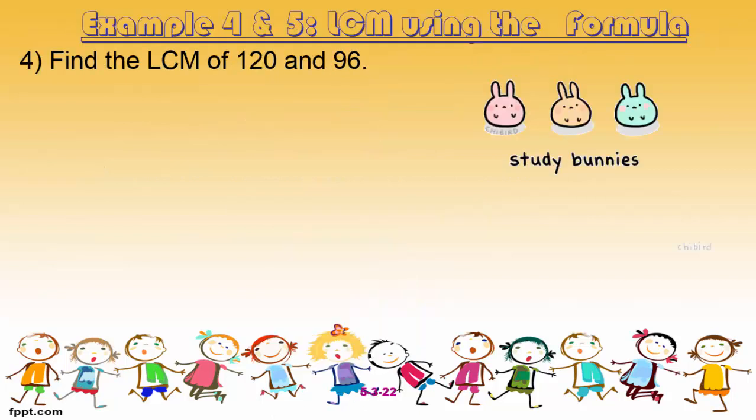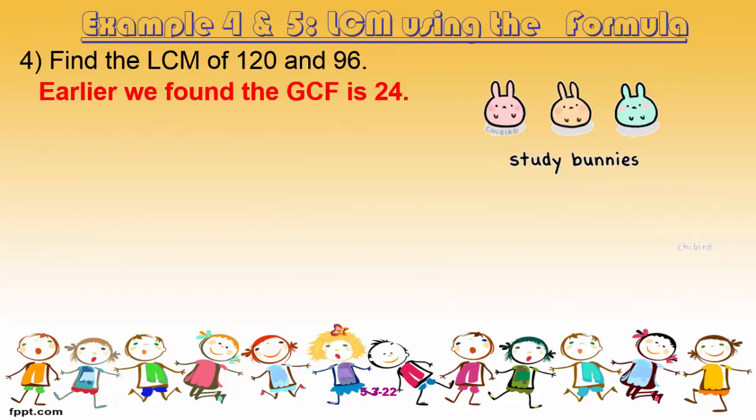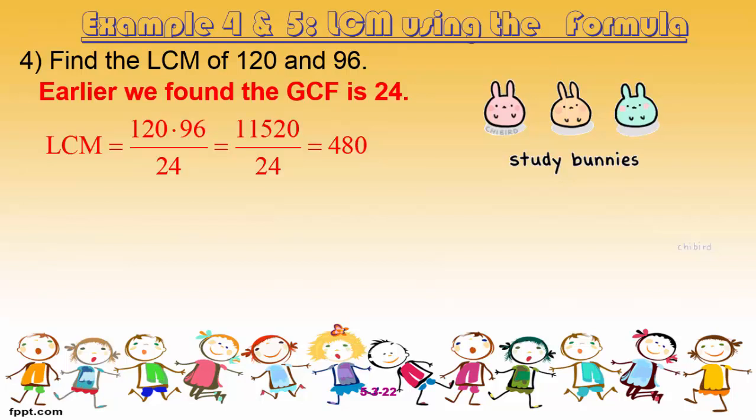Example number 4 asks us to find the least common multiple of 120 and 96 using the formula. Earlier, we found the greatest common factor is 24. So the least common multiple using the formula, we'll call 120 m and 96 n, and we divide that by the greatest common factor, 24. So 120 times 96 is 11,520 divided by 24, and that gives us 480.